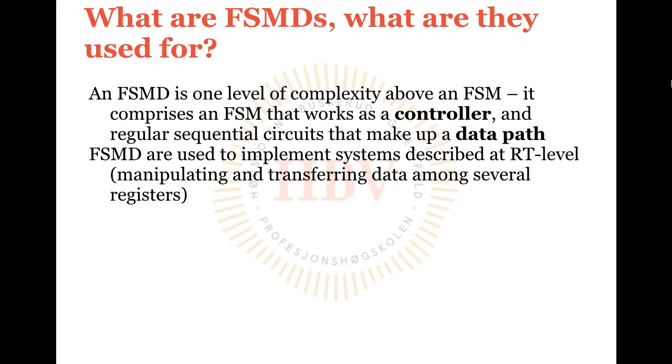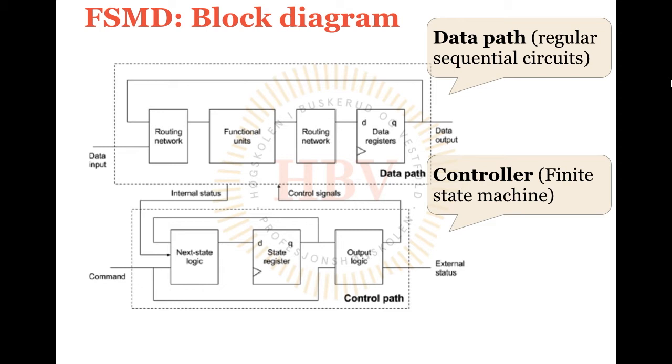In a microprocessor, the datapath would contain the ALU, data registers, and program counter, and the control path would contain the instruction register, instruction decoder, and the execution control unit, as an example. In this picture we can see two paths, both data path and control path. The control path is a different term for the FSM that we have already talked about in previous videos. The data path is a set of regular sequential circuits.